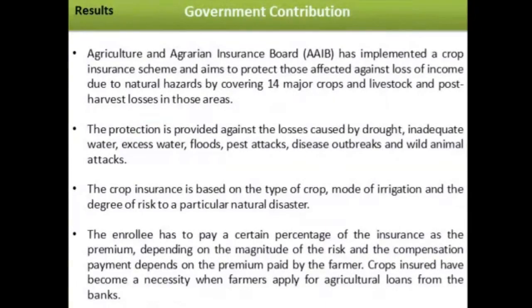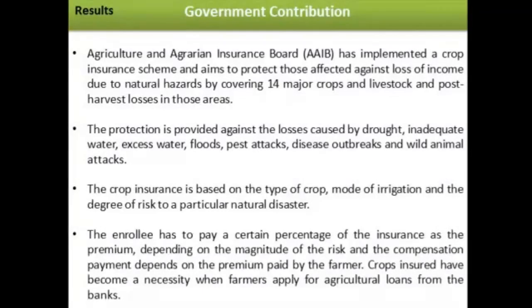And also, the Agriculture and Agrarian Insurance Board has implemented a crop insurance scheme and aims to protect those affected against loss of income due to natural hazards. The protection is provided against the losses caused by drought, inadequate water, excess water, flood, pest attack, disease outbreaks, and wild animal attacks. The crop insurance is based on the type of crop, mode of irrigation, and the degree of risk to a particular natural disaster.